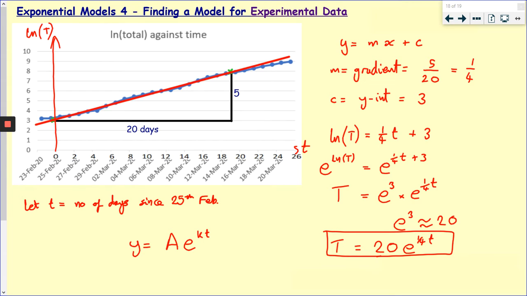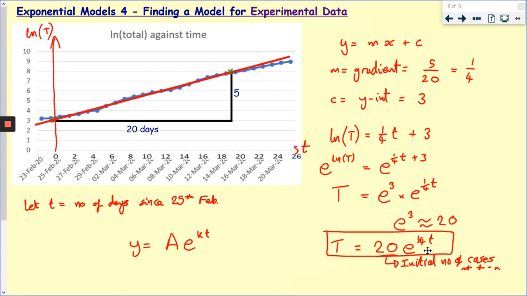Let's remind ourselves of what A means. A is our initial conditions. When t is 0, we get e to the power 0, which is 1, and so y would be equal to A when t is 0. So in this case, we know that 20 is our initial number of cases. Here, t is 0, there were about 20 cases, and there were 24 to be precise, and if I'd been a bit more accurate, we might have got a better result there.